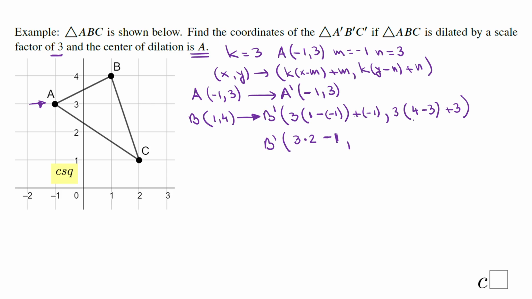Let's move to the y coordinate. We have 3 times 4 minus 3, that is 1 plus 3. And I think we can get the answer in the next step. B prime will be 3 times 2 is 6 minus 1 is 5. And 3 times 1 is 3 plus 3 is 6. So that is B prime.